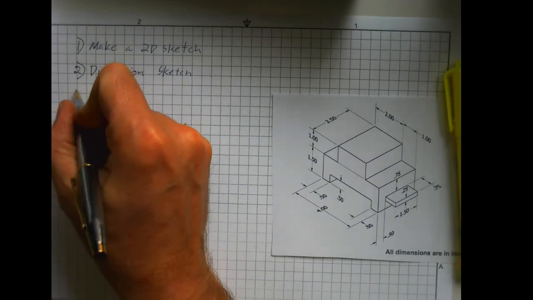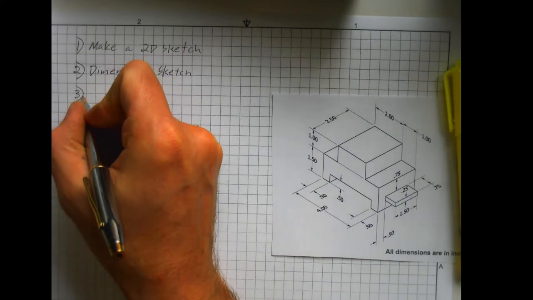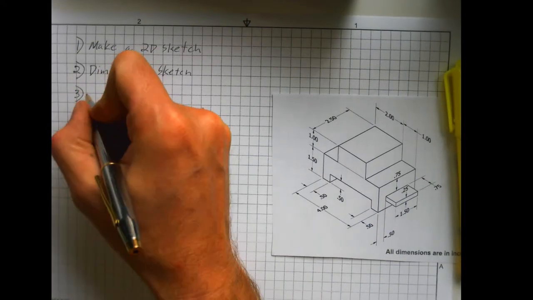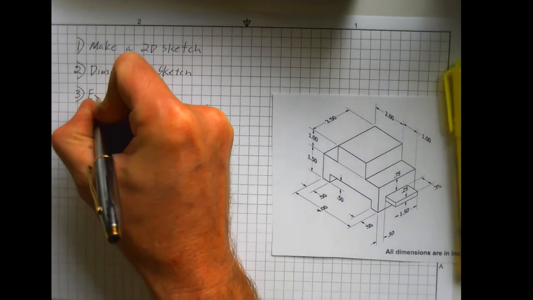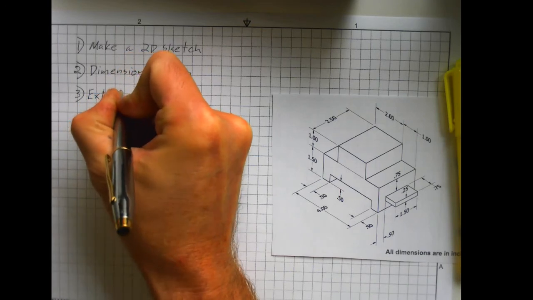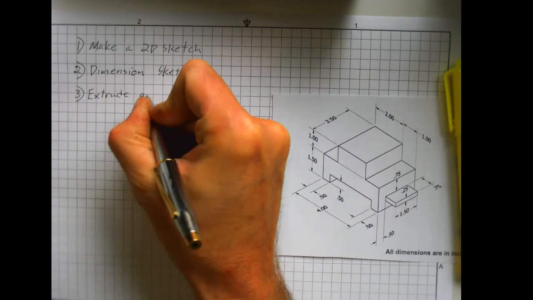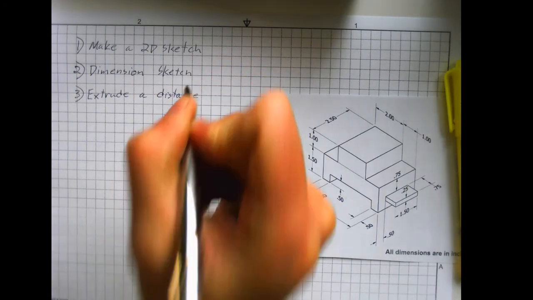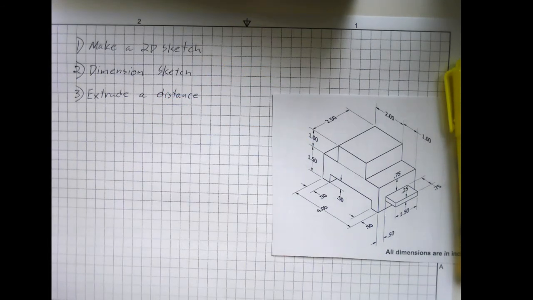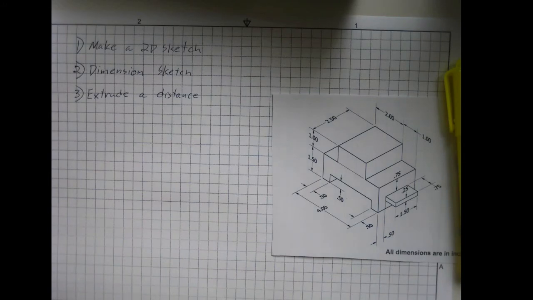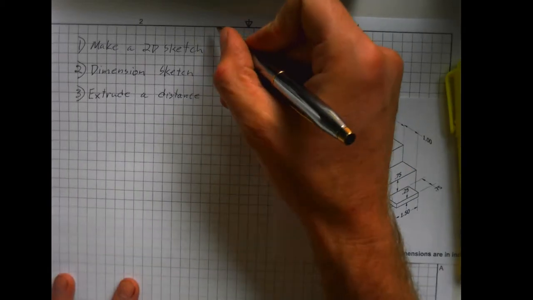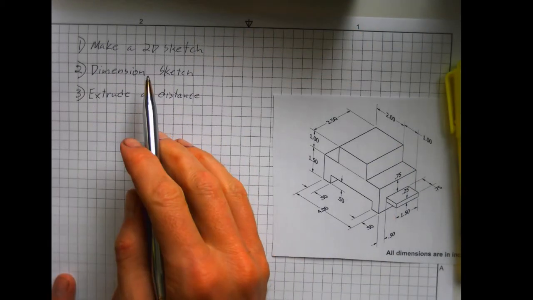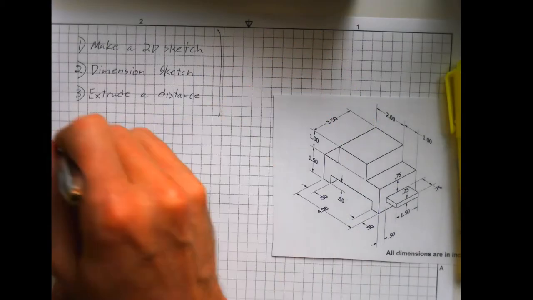And then 3, there's going to be some type of extrusion. So we're going to extrude a distance. Okay, so this is the basic instructions, the basic steps that you're going to take for any 3D design software that you're working with. So that's what we have to do conceptually here, and those are the steps that we're going to take.